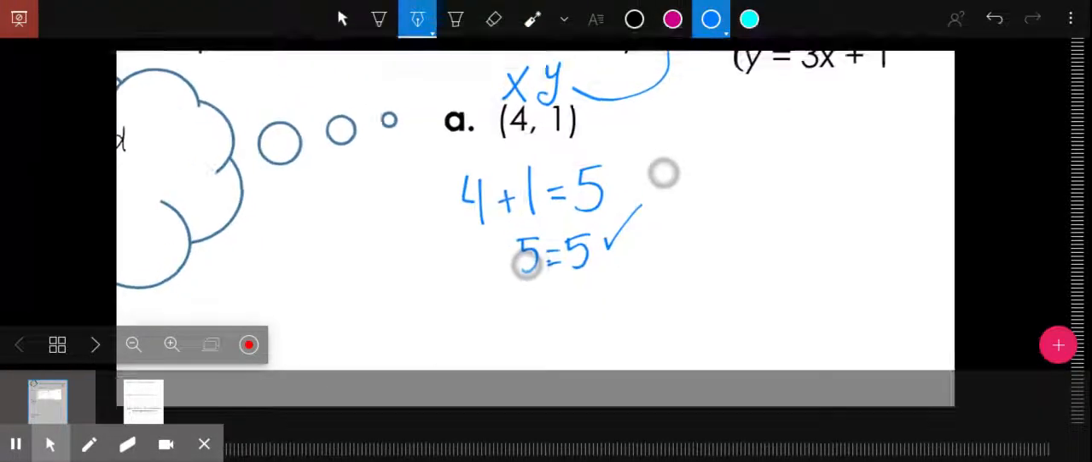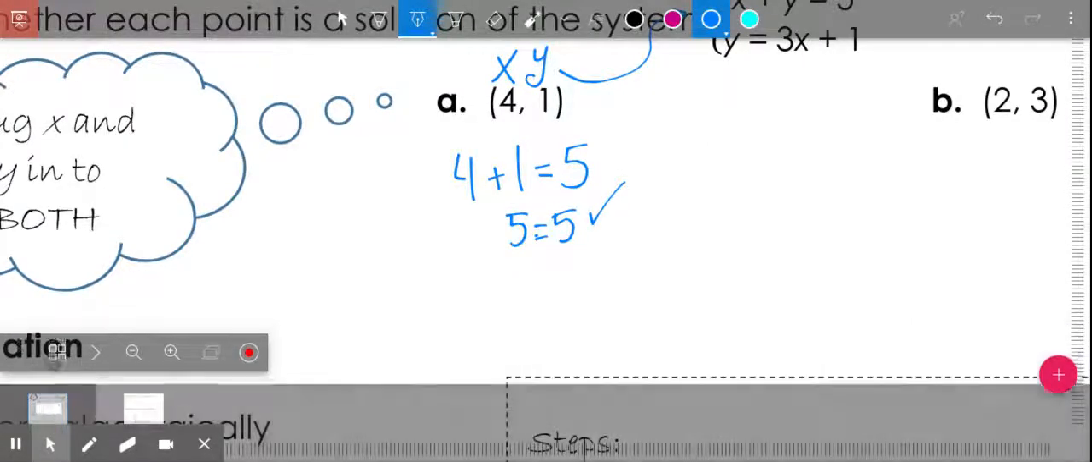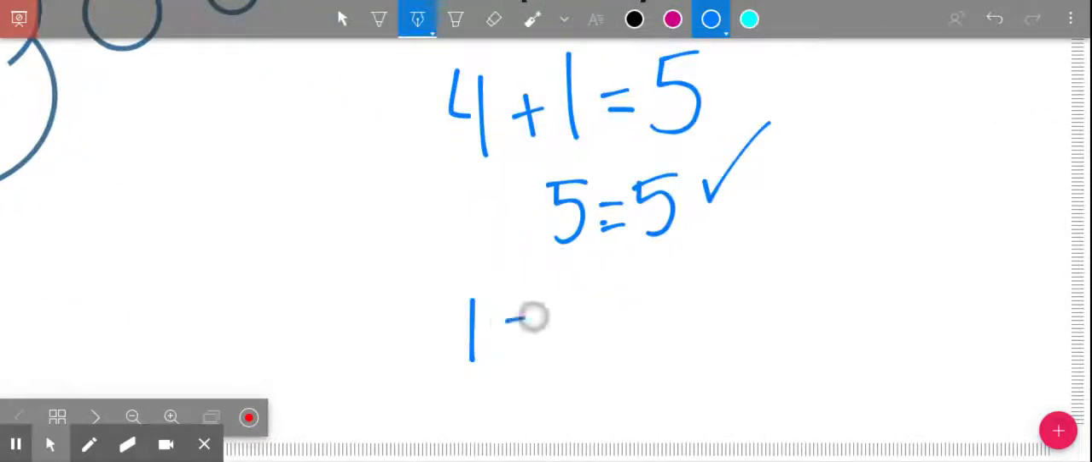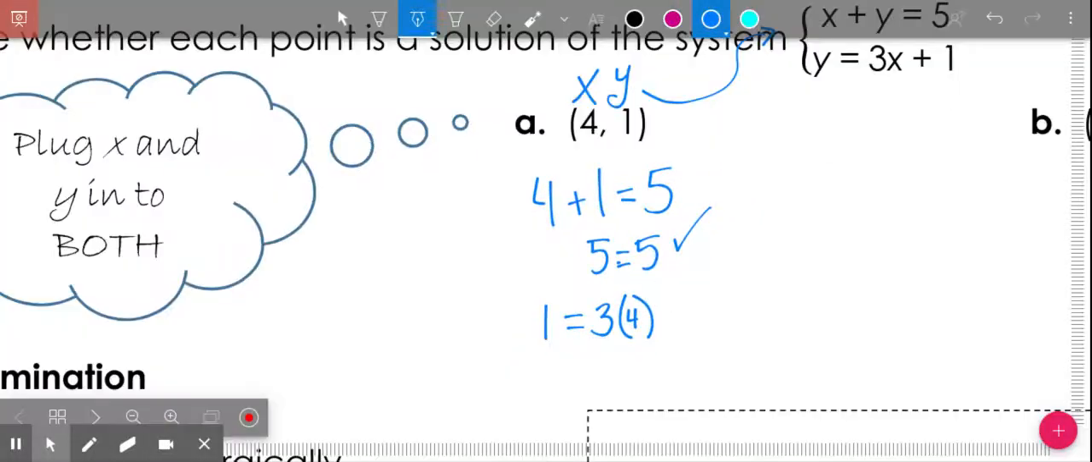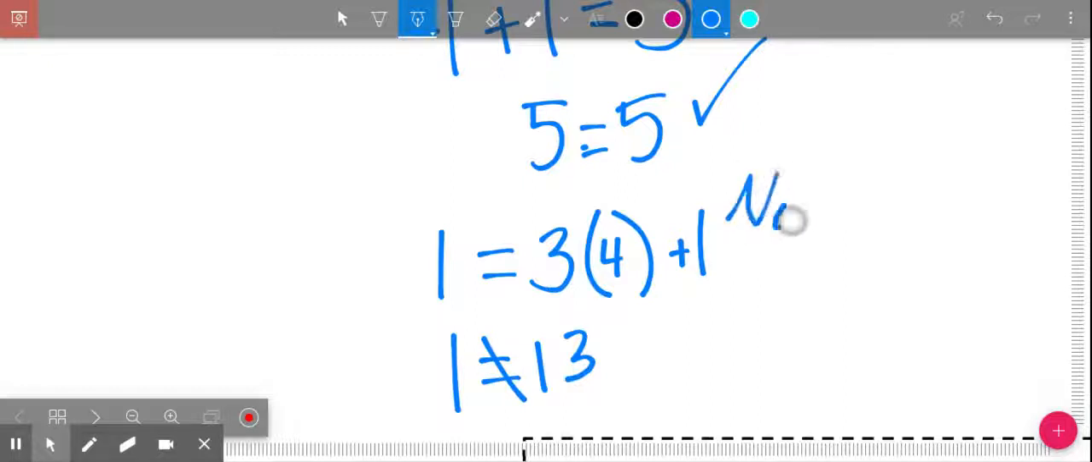So now we have to check for the second one, which is y equals 3x plus 1. So for that, we'll have instead of y, it'll be 1 equals 3, and instead of x, it'll be times 4. I think that was a plus 1. Yep, plus 1. And then we just have to simplify. So 1 is equal to 3 times 4 gives me 12. Plus 1 gives me 13. Well, those are not equal, therefore this is not a solution. Remember, it has to be true for both.